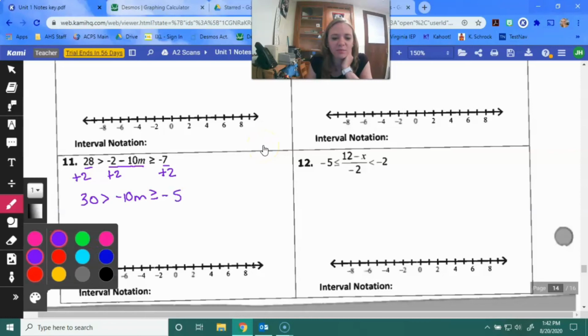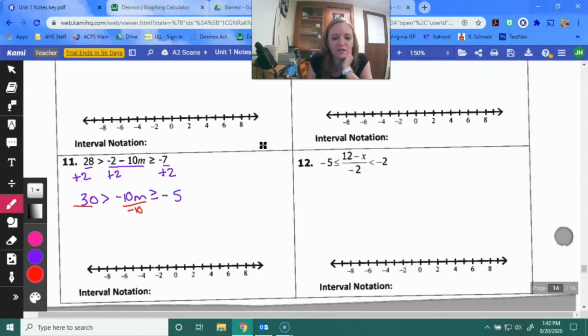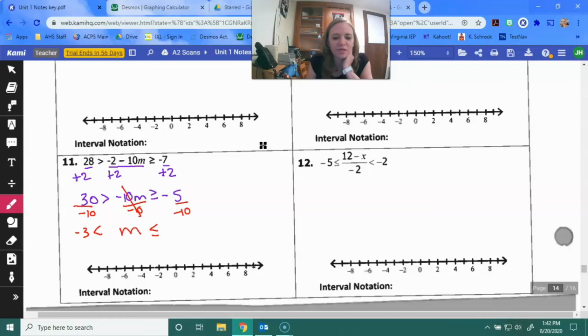Alright, I have a negative number, so I'm dividing by -10. That means my signs are going to switch. So 30 divided by -10 is -3, and then switch my sign. I'm going to go ahead and switch the other one before I forget. This will cancel out, leaving m. This one will simplify to 1/2. Let me see if I got that right. Yeah, we are good.